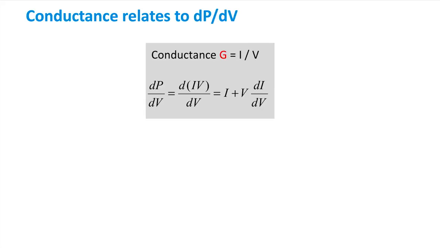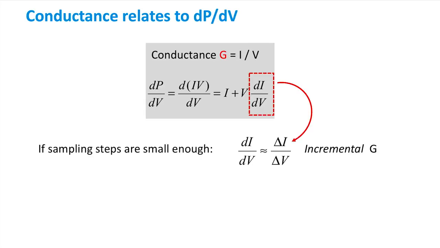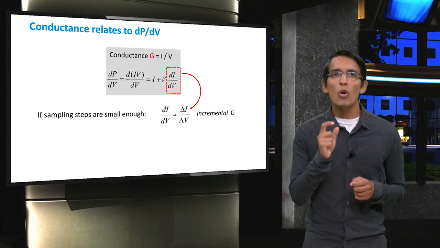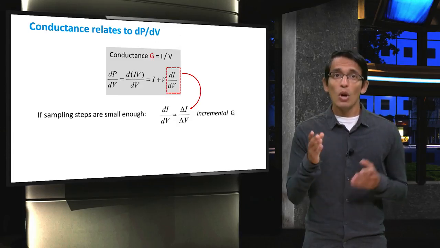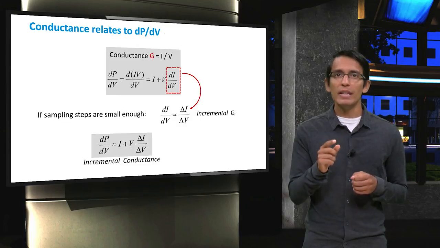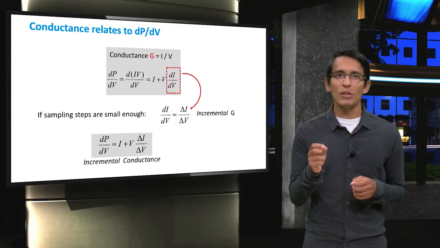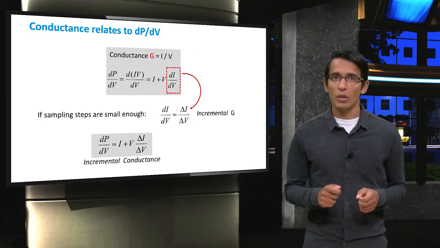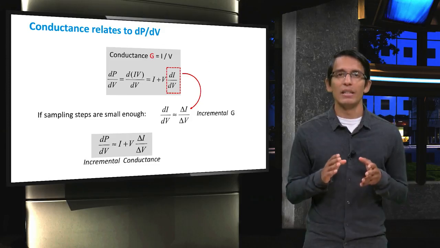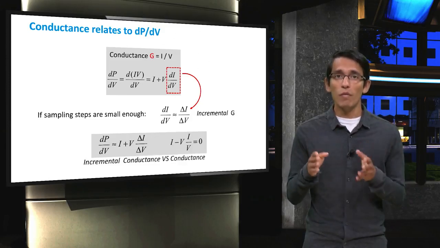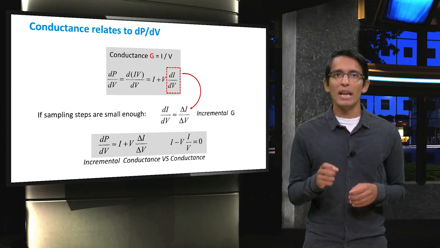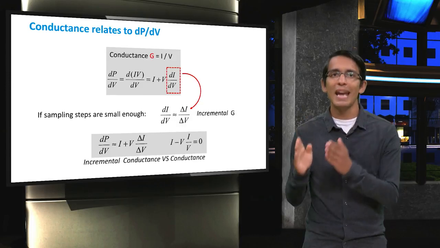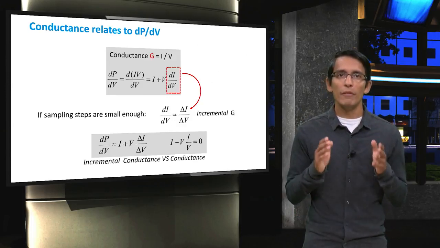Now, we can take that dI/dV term and equate it to ΔI/ΔV if the steps are small enough. This term of ΔI/ΔV is known as the incremental conductance. So, we can rewrite the equation above as dP/dV is equal to I plus V times the incremental conductance ΔI/ΔV. The next thing we can do is to replace the incremental conductance in this equation with the negative instantaneous conductance, or negative I over V. When we do this, we can see that we get 0 as an answer. With this in mind, we can use the relationship between the incremental conductance and the instantaneous conductance to determine which side of the curve we are on.